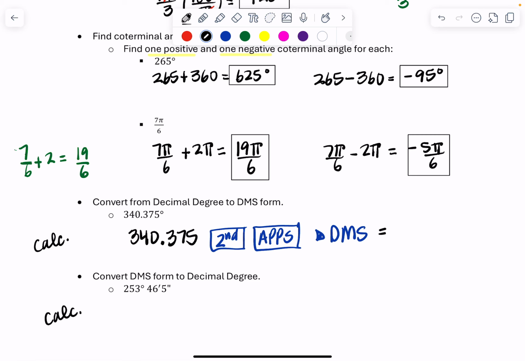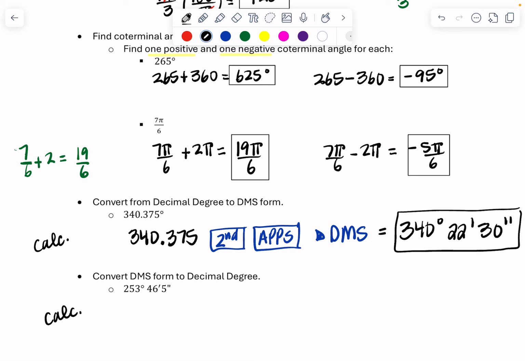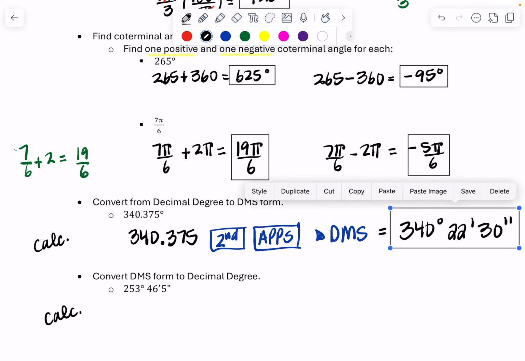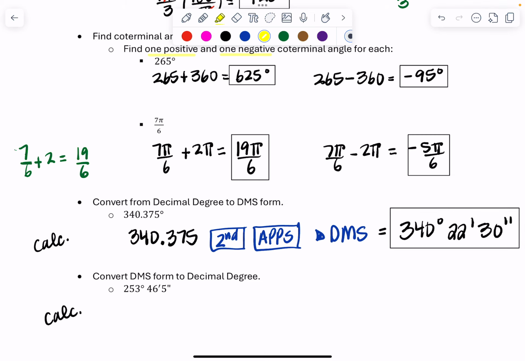And you should have 340 degrees, 22 minutes, and 30 seconds. Okay, so what I need you to do is make sure that you're putting this in correctly. And one thing I want to point out, you see how this 340 is in front of the decimal?